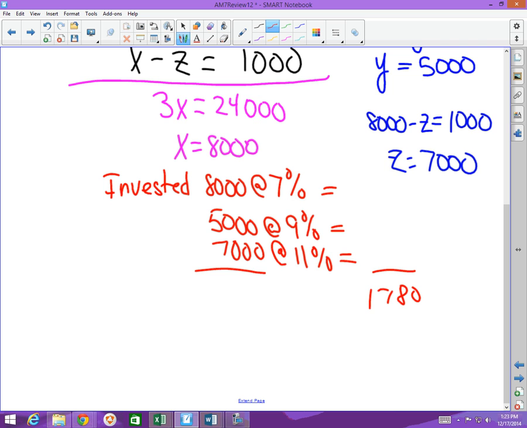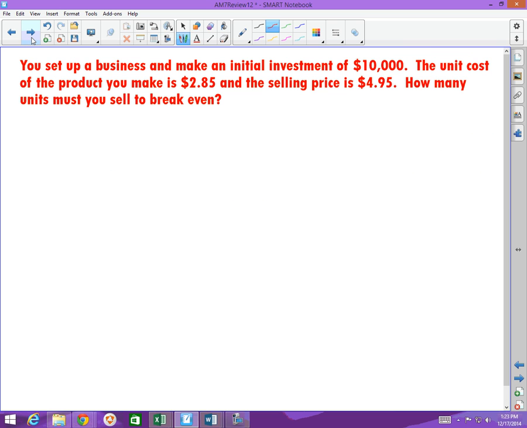All right, moving on. Set up a business and make an initial investment of $10,000. The unit cost of the product you make is $285 and the selling price is $495. How many units must you sell to break even? Break even, okay, so you have expenses and your revenue.